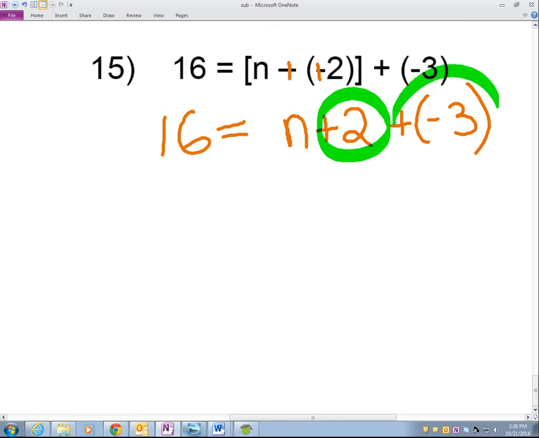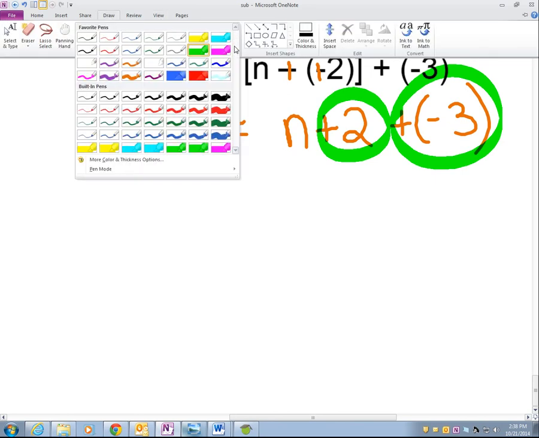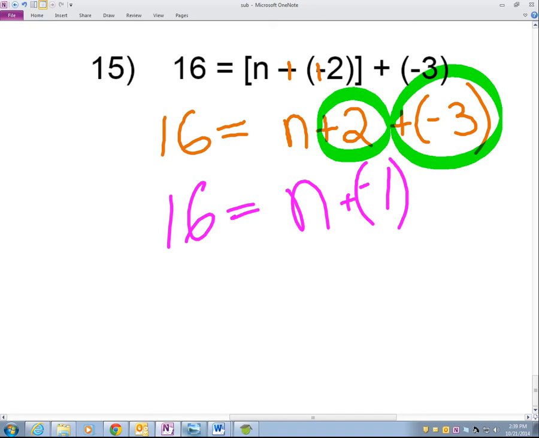These two are like terms. These two are like terms. So we have 16 equals n what? Cam. Do you agree that 2 plus negative 3 is negative 1? Okay. How do we undo that negative 1 being done to n?